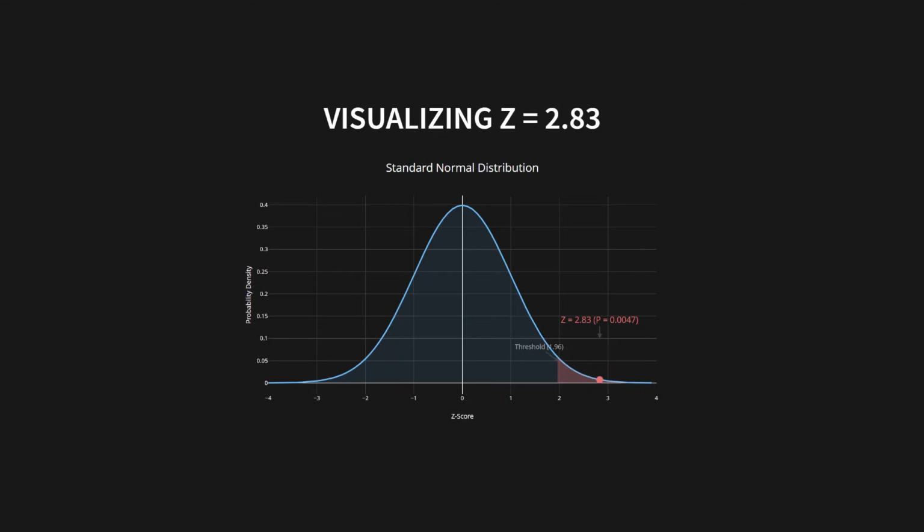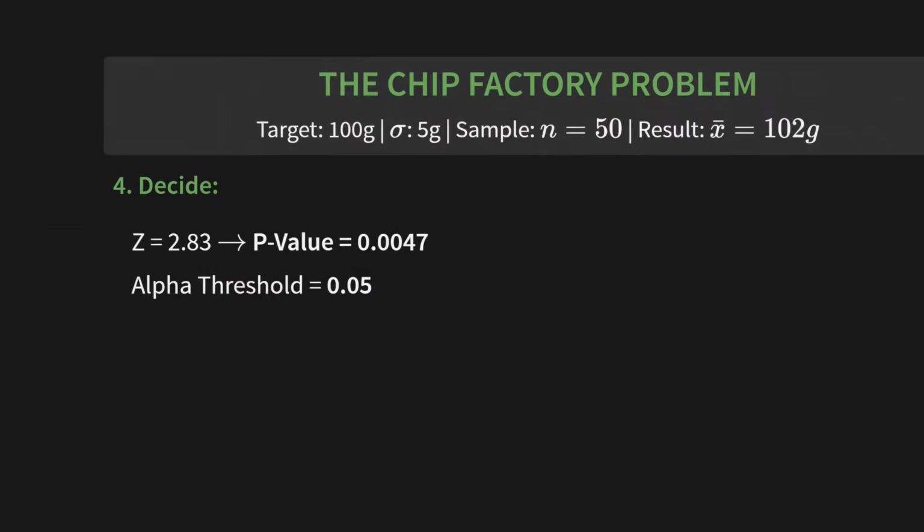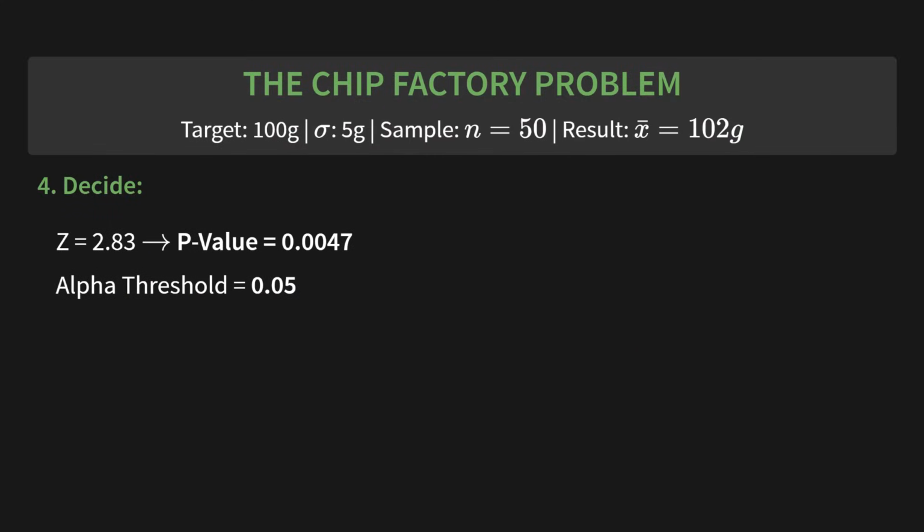It's deep in the "this is really unlikely" zone. And that brings us to the final step. Step 4, decide. We take our z-score of 2.83 and convert it into a p-value. That p-value is 0.0047. Our alpha threshold, remember, was 0.05.